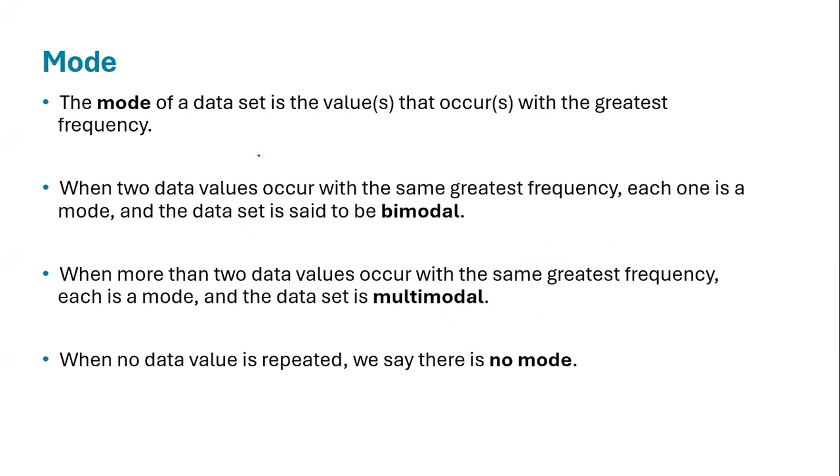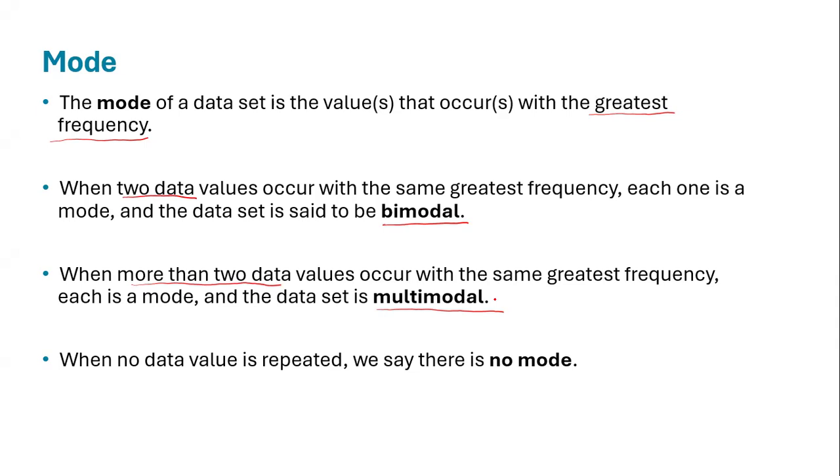Now let's see what the mode is. The mode in any data set is the data value with the greatest frequency. Greatest frequency means the number that repeated the most. If you see two data values that have the same frequency, repeating the most, we call that data set bimodal. Bimodal means a data set that has two modes. If we have more than two modes, we can call that data set multimodal.